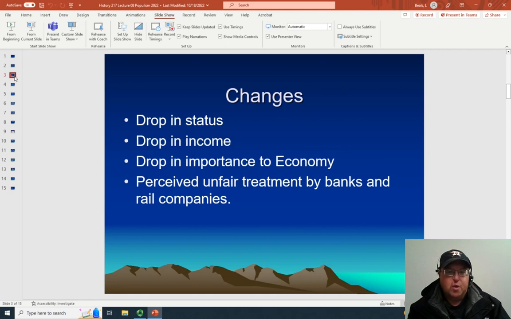There's four changes that we can talk about. Well, three changes, and then perceived unfair treatment by banks and railroad companies. Agriculture: farmers during this era experienced a drop in status, a drop in income, and a drop in importance to the economy.